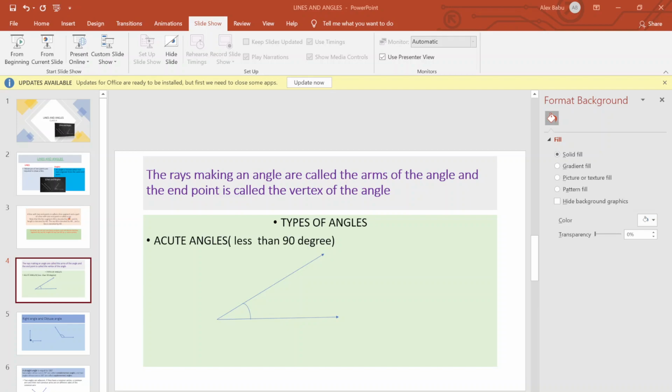The rays making an angle are called the arms of the angle, and the endpoint is called the vertex. From this we can see that these two are rays, and this common point is called the vertex, from where the two rays are starting, and the angle is formed between these two. Now we can learn about different types of angles. First we are talking about the acute angle, then the right angle and the obtuse angle.